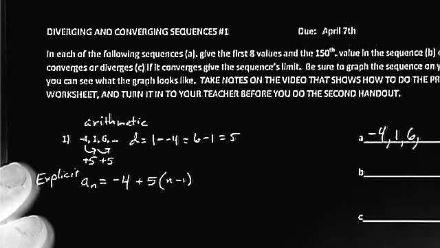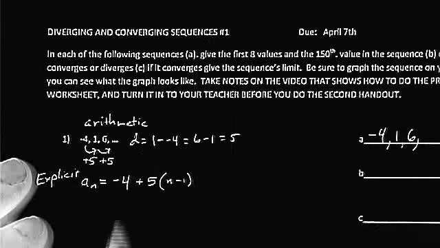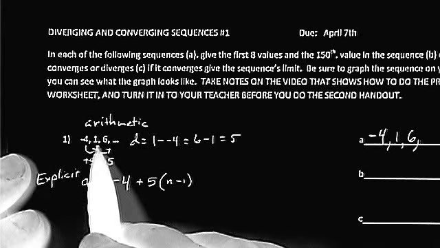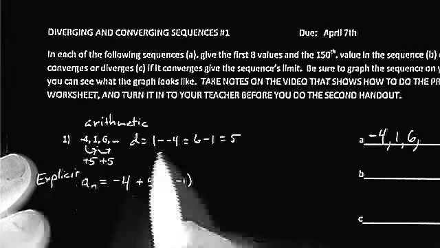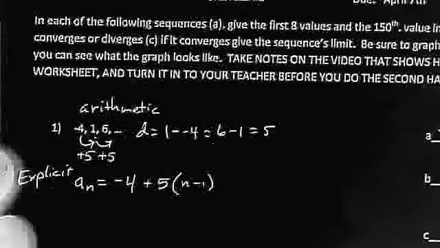We're dealing with sequences, this first worksheet on diverging and converging. I'm going to try to go quickly through this information. We were given that negative 4, 1, and 6 were the first three entries of that. If I start taking any term and subtracting the previous term, I find out rather quickly that the common difference between the terms is 5.